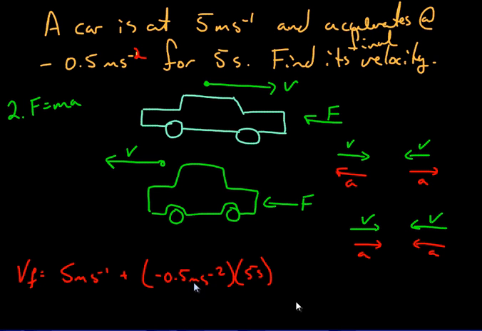And what do we get? What do you get? This is a negative value, right? Exactly. 2.5 meters per second. So the car has slowed down. It is not negative 2.5.